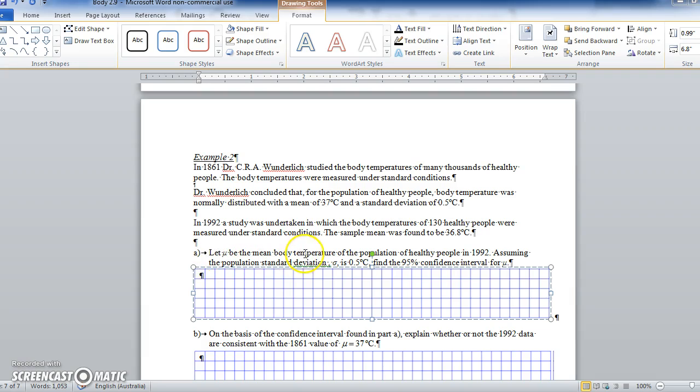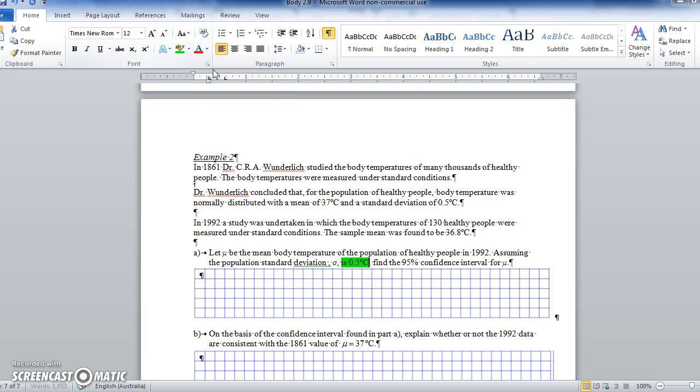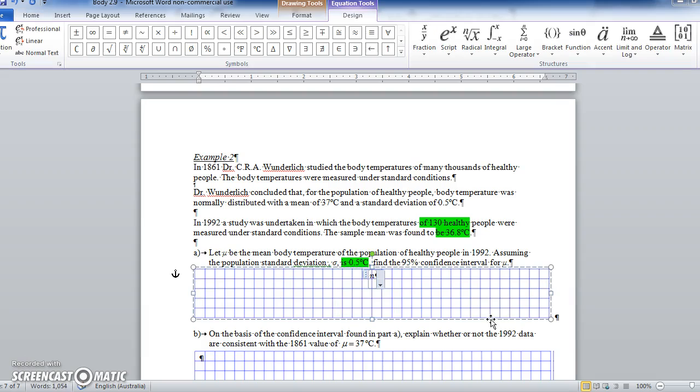So let mu be the mean body temperature of the population of healthy people, assuming population standard deviation is 0.5. So that's key. That's one of our key bits of information. The other key bit of information is there. The final bit of key information is right there. So n equals 130. X bar equals 36.8.